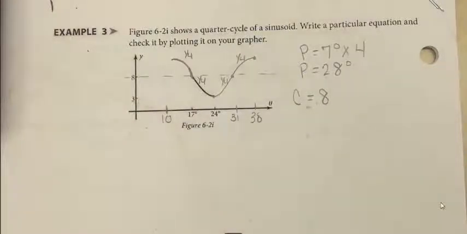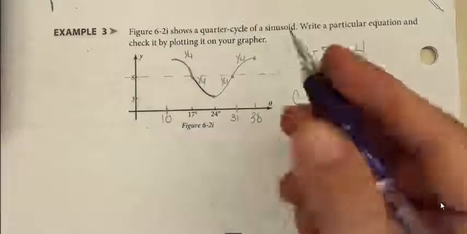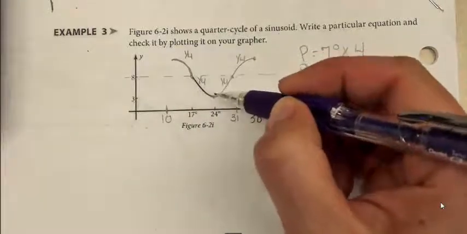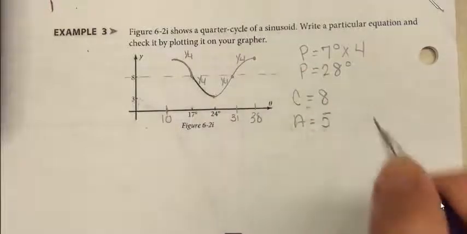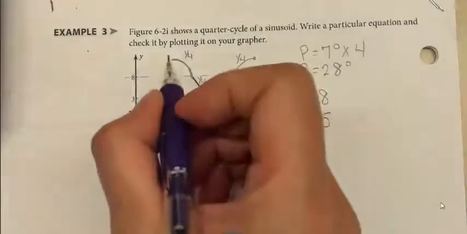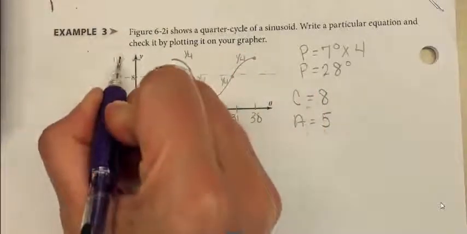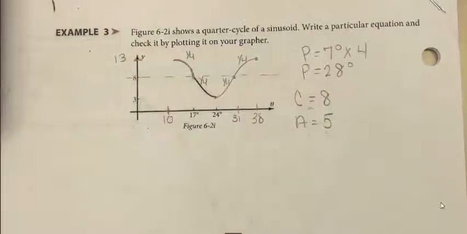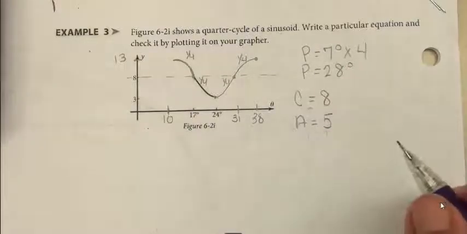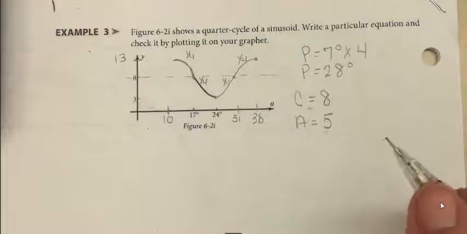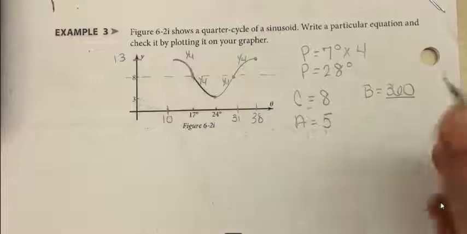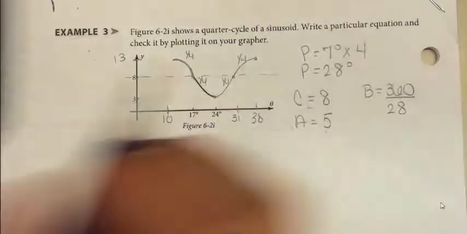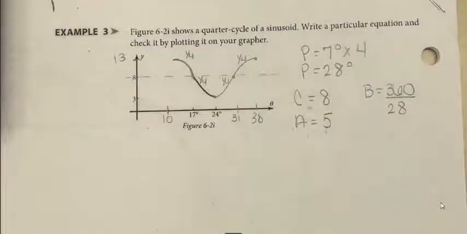Now the question is, what's my amplitude? It looks like from 8 to 3, so my amplitude is 5. That's pretty easy, which tells me that my highest point should be 13. Not that that's important for putting this into an equation. The fact that my period is 28 is going to help me find my B. So B is going to be 360 divided by your period. Let's see what that gives us.